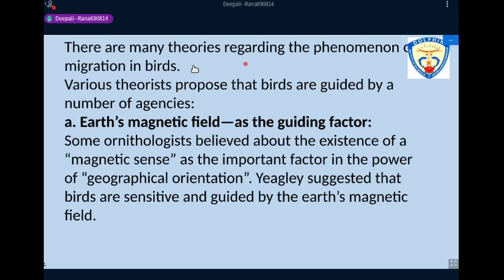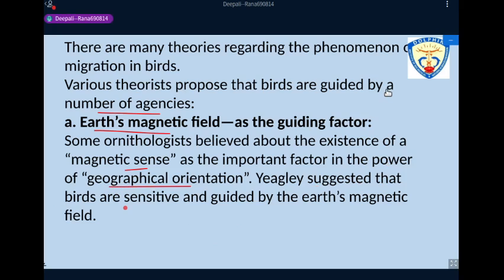Again, there are theories regarding the phenomenon of migration of birds. These theories, proposed by the ornithologists, give the idea that birds are guided by a number of agencies. These guiding forces are of different types. The first one is the Earth's magnetic field, which will act as a guiding factor. Some ornithologists believe that the existence of a magnetic sense is an important factor in the power of geographical orientation.